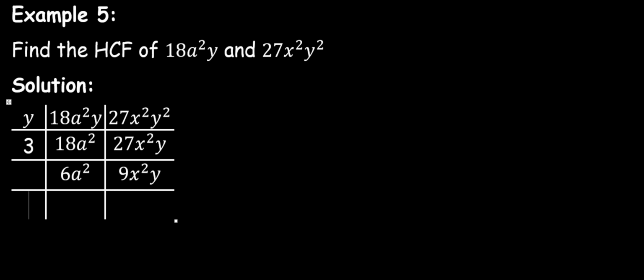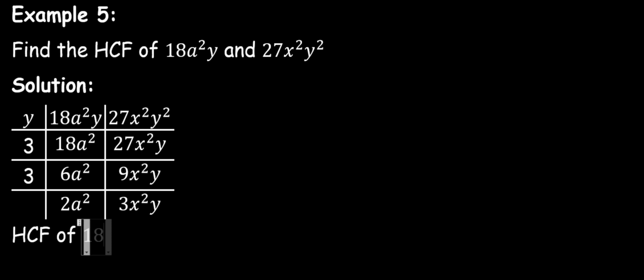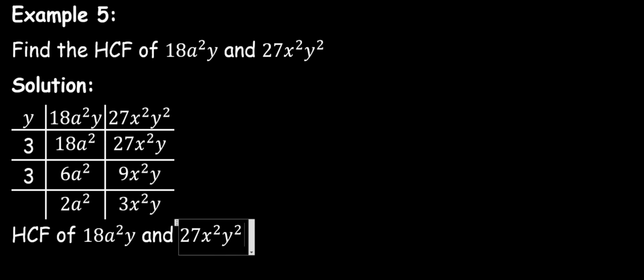Now, looking at the resultant value, we're still looking at numbers this time around. You see that for 6 and 9, 3 can still divide through. So we use 3 to divide. 3 divides 6A squared, you are left with 2A squared. 3 divides 9, giving you 3. And you bring down your X squared Y. No other letter can divide through. So conveniently we can say the HCF of 18A squared Y and 27X squared Y squared is equal to Y times 3 times 3, and that's the same as 9Y.